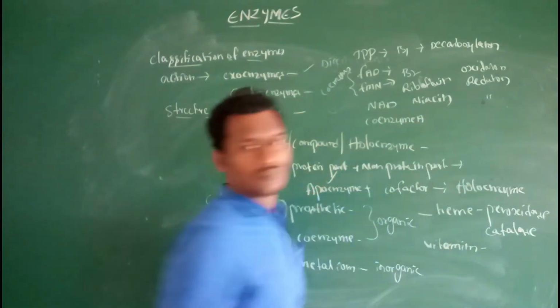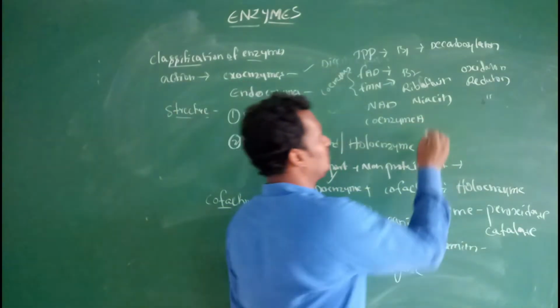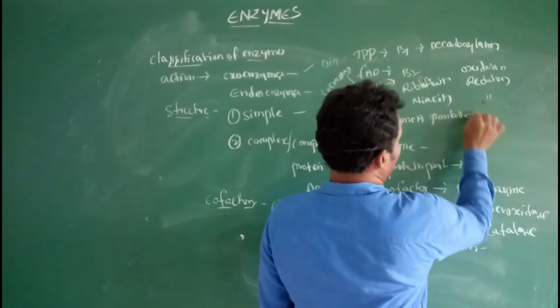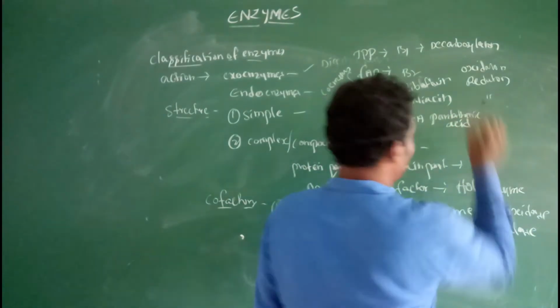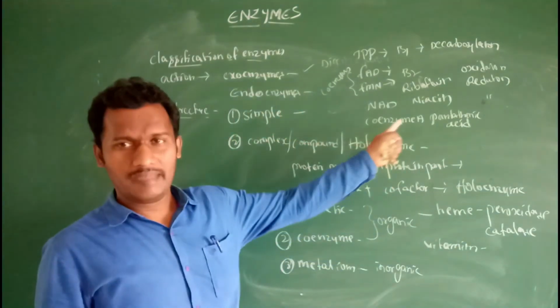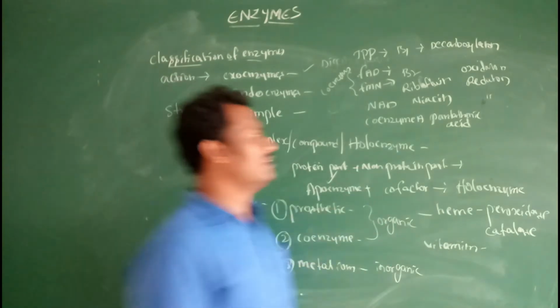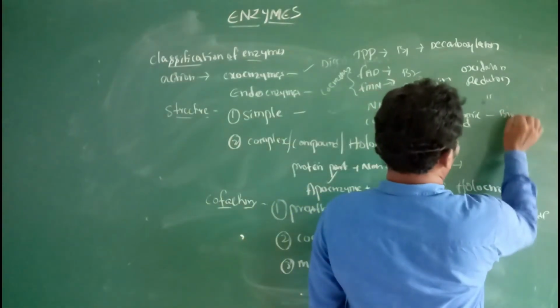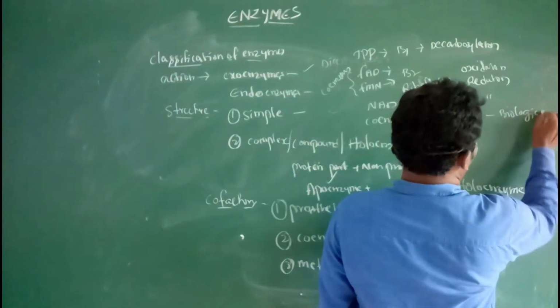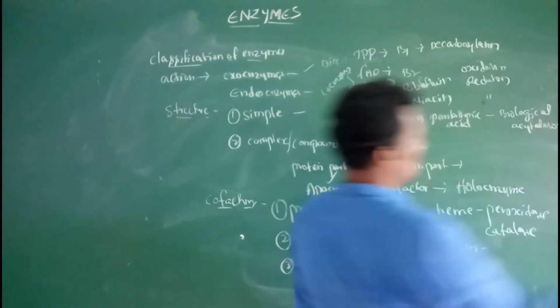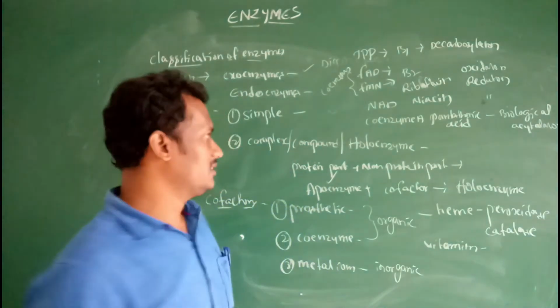Next one, coenzyme A. Coenzyme A, pantothenic acid. So coenzyme A, pantothenic acid. Function is biological acetylation.